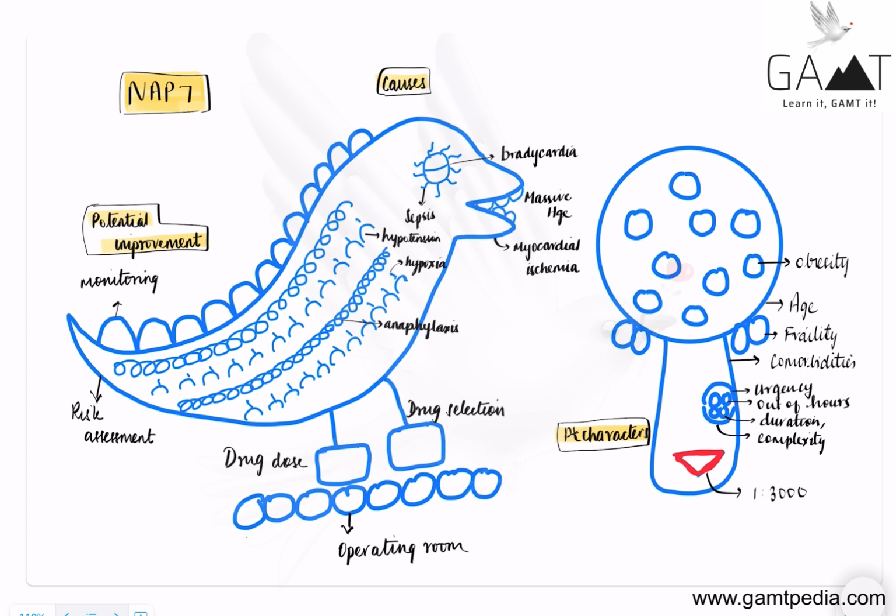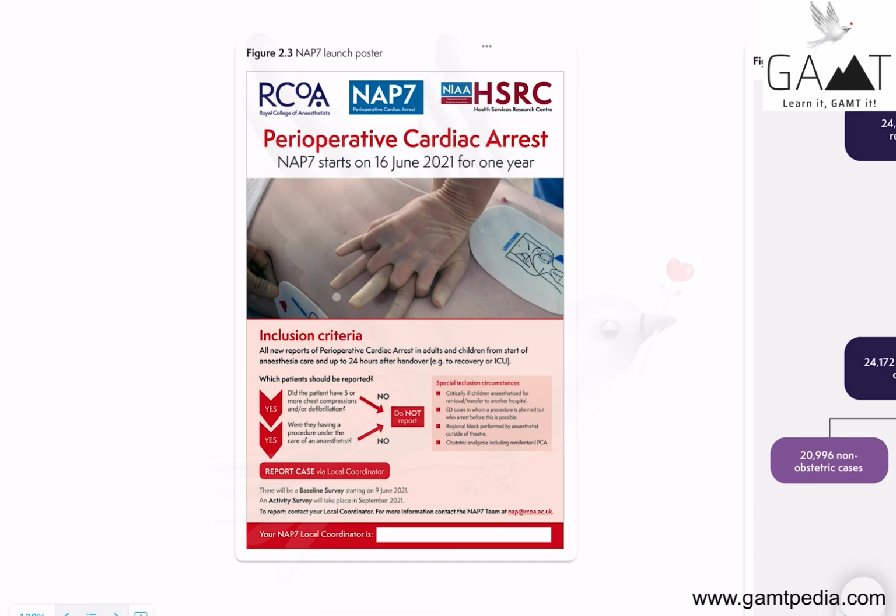All right, now let's go into the individual details. So let's start with the ratios. 1:300. So how did they come up with the ratio 1:300? We just need to know how the NAP7 is structured.